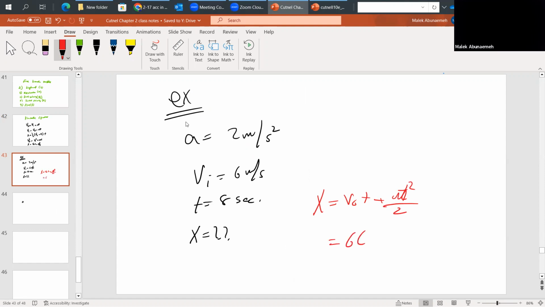This is going to equal 6 times 8 plus 1/2 times 2 times t squared, which is 8 squared. So 8 squared times 2, these two cancel out. 6 times 8, so what you should get is 112 meters.